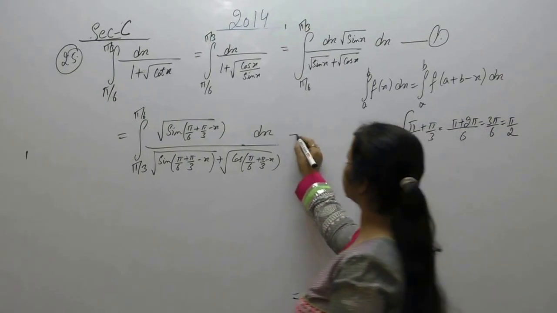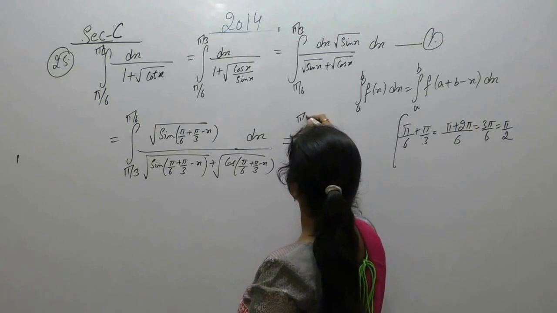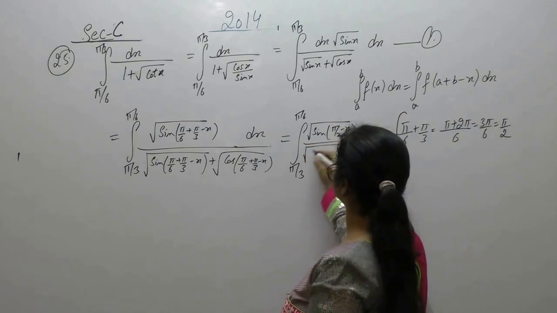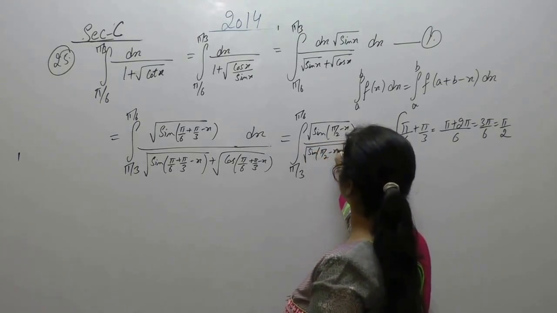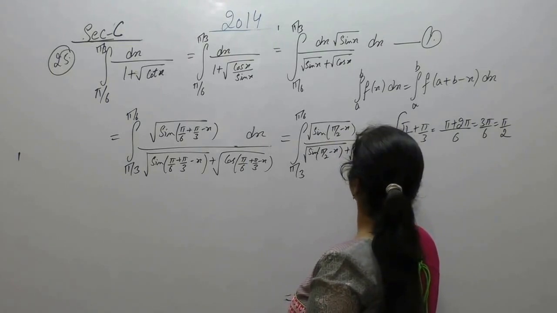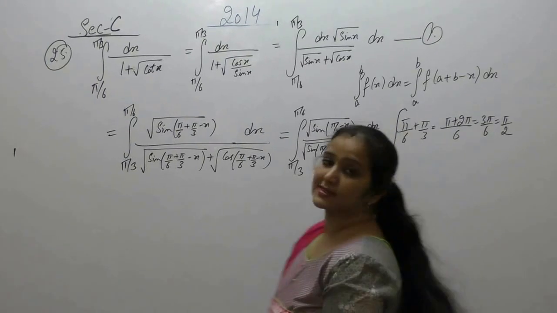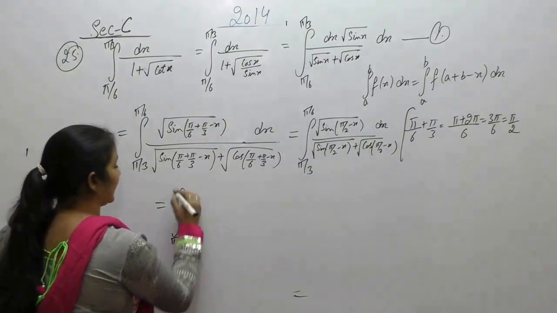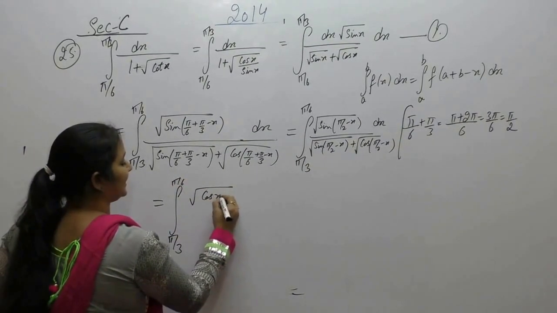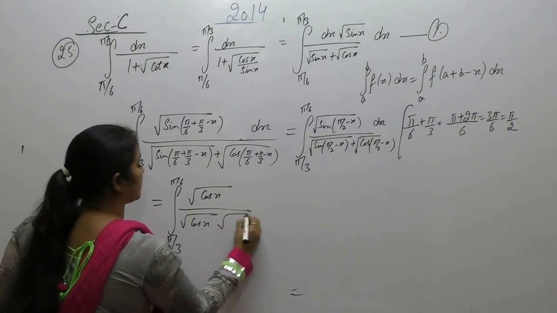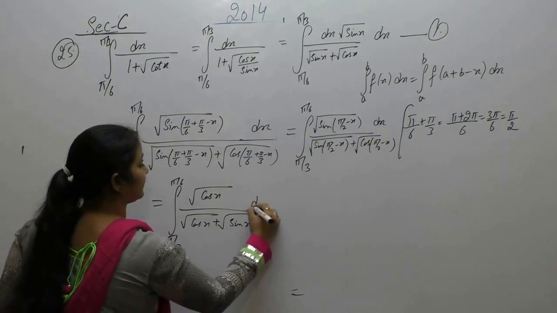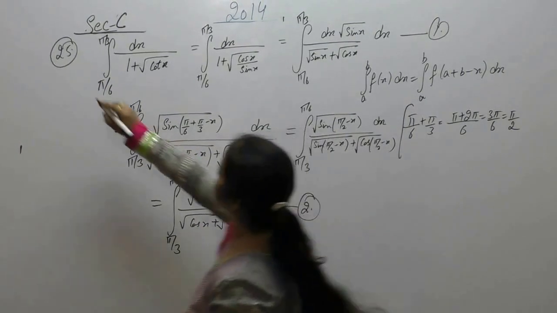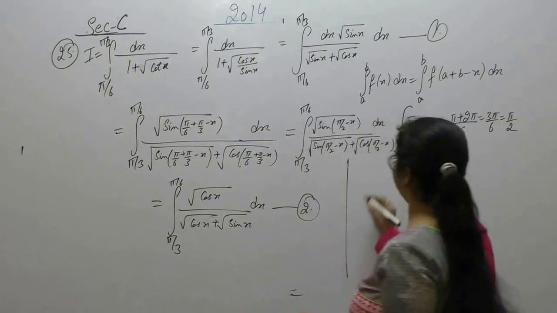So we get this as pi by 6 to pi by 3, square root of sine of pi by 2 minus x upon square root of sine of pi by 2 minus x plus square root of cos of pi by 2 minus x. Sine 90 minus theta is equal to cos theta. So sine of 90 minus x is cos, and cos of 90 minus x is sine. Let this be equation 2. Now add 1 and 2.